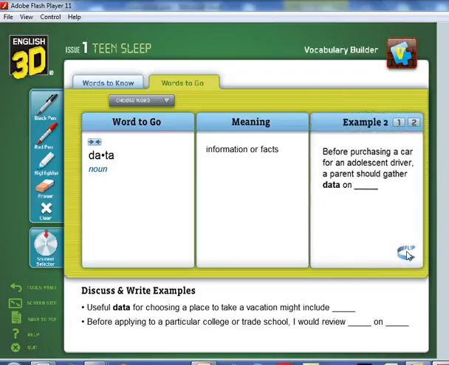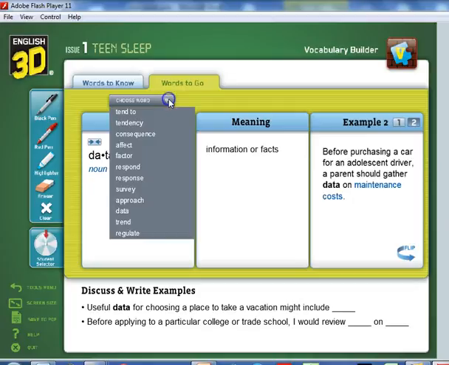Another example: before purchasing a car for an adolescent driver, a parent should gather data on safety, maintenance cost, how much will that car cost to keep running well.